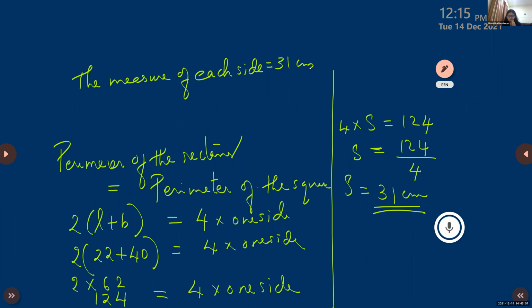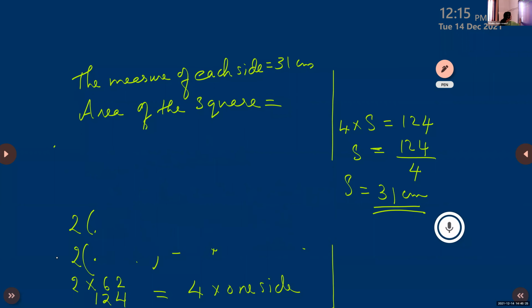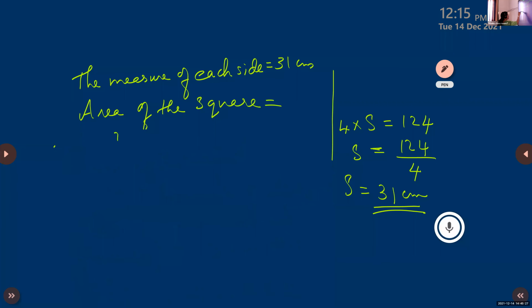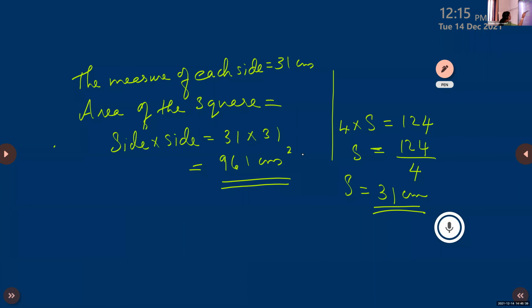Ma'am, I think I got it. Ma'am, the area of the square is greater than that of the rectangle. So what is the area of the square, children? Area of the square is equal to side into side. Yes. So side into side, that is equal to 31 into 31. What is the answer? Ma'am, 961 centimeter square.